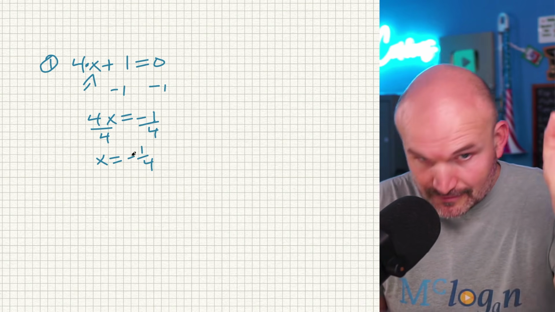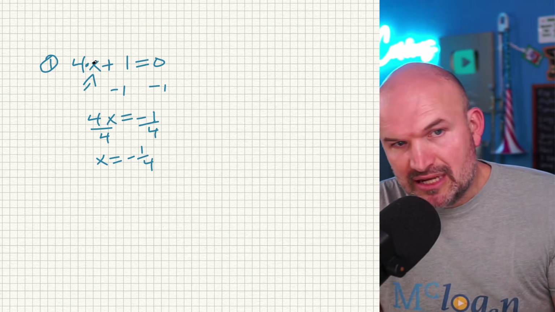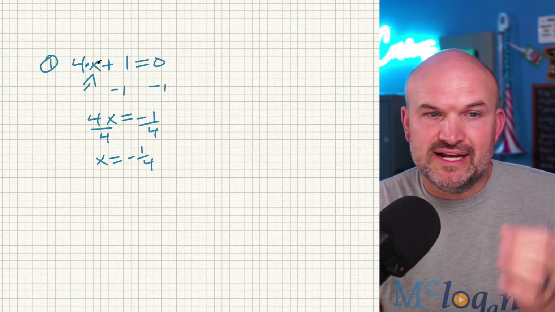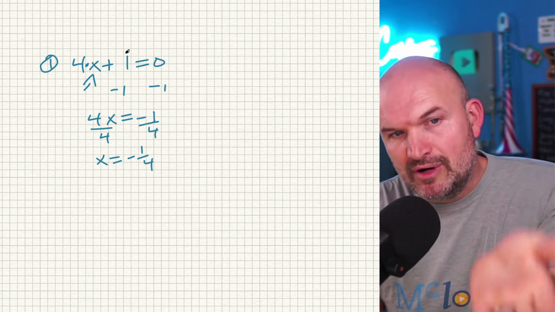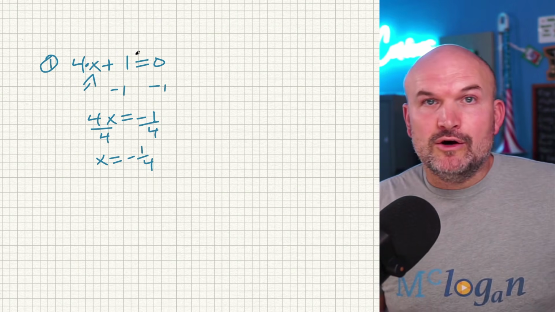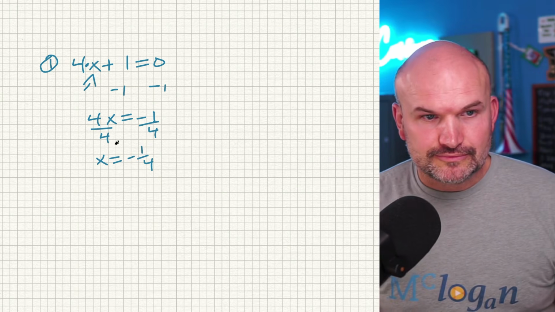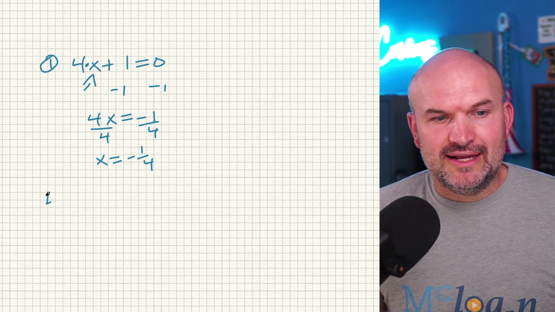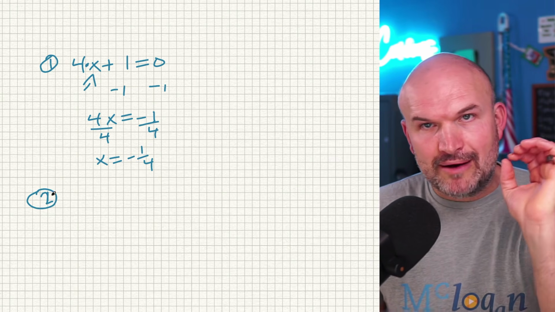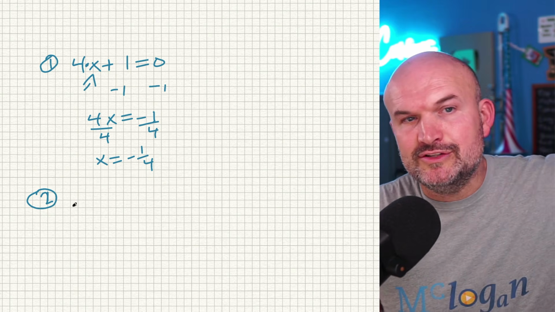Now again, we can take this negative 1/4, plug it back in for x, and you can see 4 times negative 1/4 is negative 1. Negative 1 plus 1 is going to be 0. 0 equals 0. You can see this verifies this identity here. All right, so now let's go ahead and beef it up here. So that was our linear equation. Now let's go and get into quadratics.